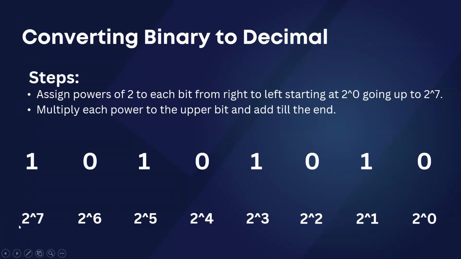So once you have placed those values at the bottom, you multiply the lower 2 power value with the top bit and keep on adding it till the end. So 2 power 0 into 0 plus 2 power 1 into 1 plus 2 power 2 into 0 plus 2 power 3 into 1 plus 2 power 4 into 0 plus 2 power 5 into 1 plus 2 power 6 into 0 plus 2 power 7 into 1. So once all these values are multiplied and calculated, you get the final decimal answer.